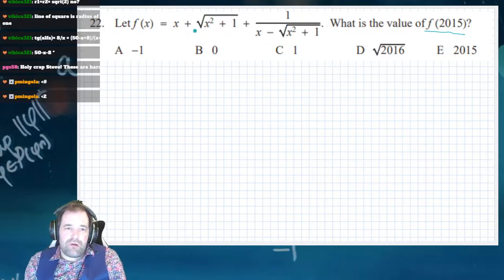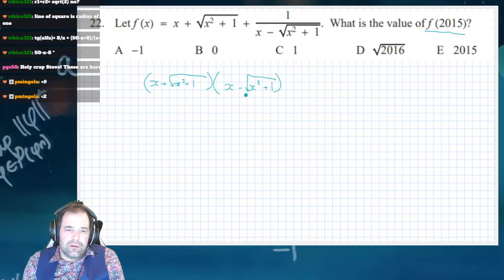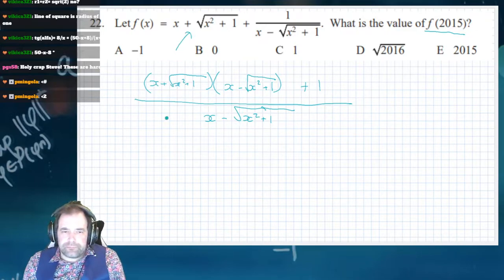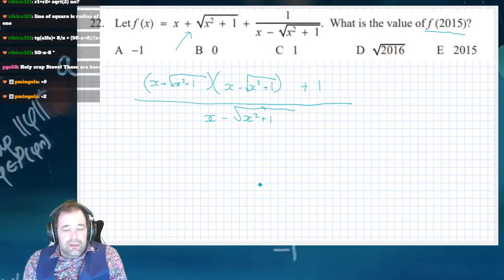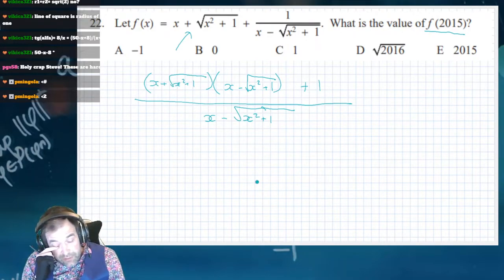So let's have a go at trying to simplify this. A quick check to see if it's a square number. So basically, oh, it wouldn't work anyway. I was doing the wrong calculation, but yeah. So we're just going to try and simplify this. We're going to say this is x plus root x squared plus 1 multiplied by x minus root x squared plus 1 over x minus root x squared plus 1. All I've done is multiply this bit by that over that to get the same denominator. And what we're hoping for is for something to cancel out.